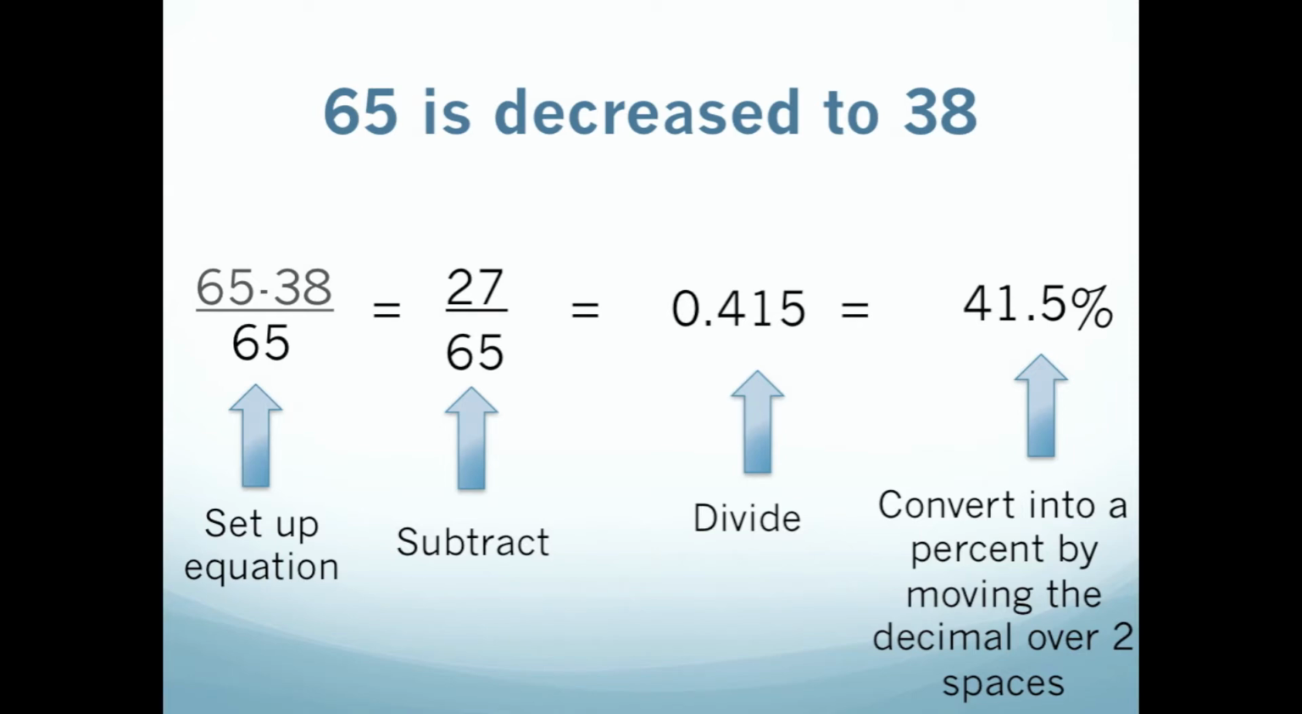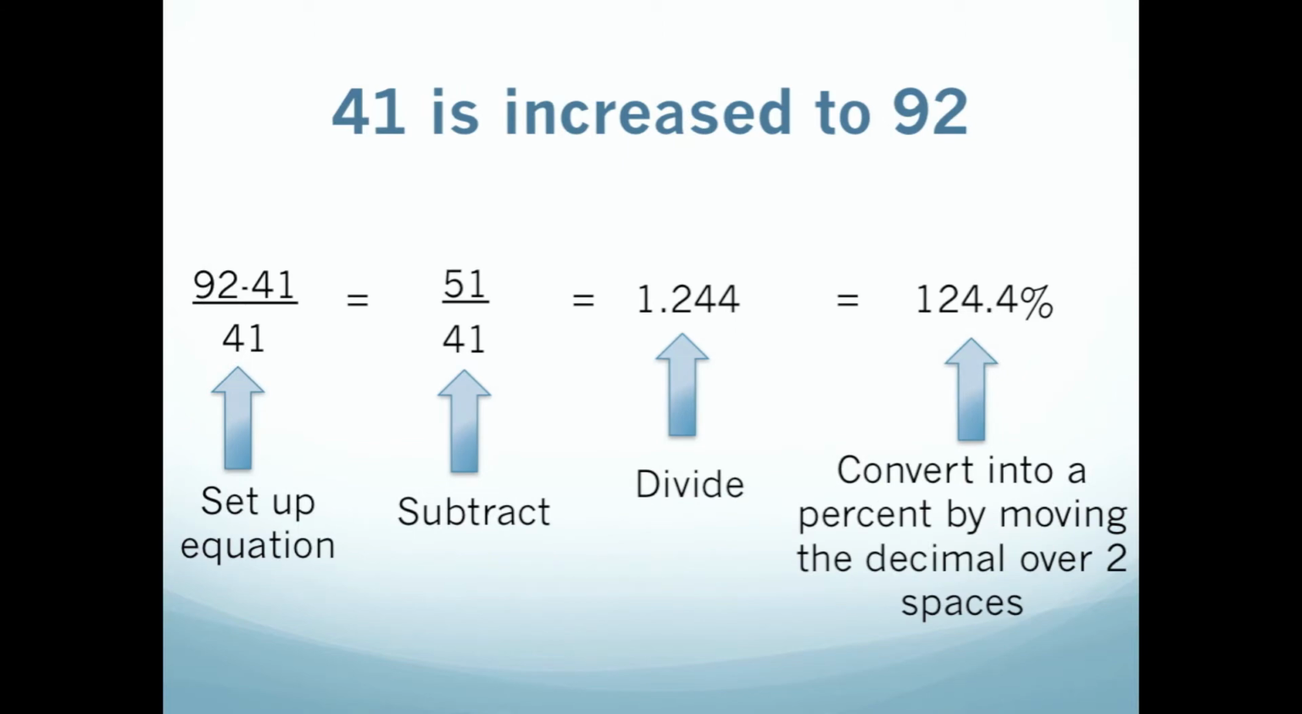Okay, the first step is going to be to use the formula, which is the amount of change over the original amount. So to find the amount of change, we find the difference between the two given amounts, which is 65 and 38. So we're going to put 65 minus 38 over the original amount, which is 65, and then we just solve it. So we first subtract 65 minus 38, which is 27, put that over 65, and then we simplify it. We divide the top by the bottom, and we get 0.415. But then it's asking for a percent, so we have to convert that decimal into a percent, which we all know. We move the decimal place over 2 spaces, and we end up with 41.5%.